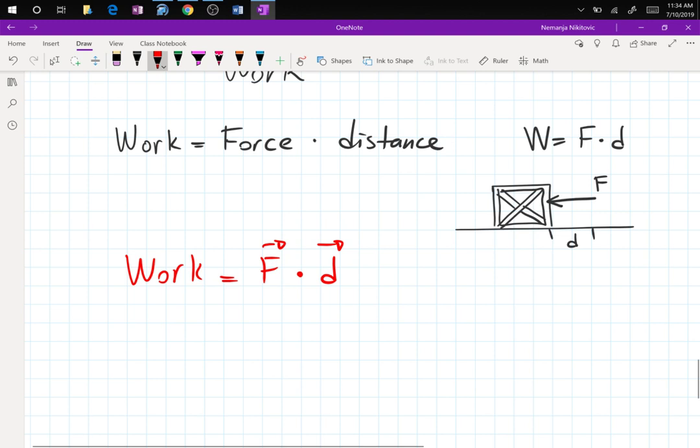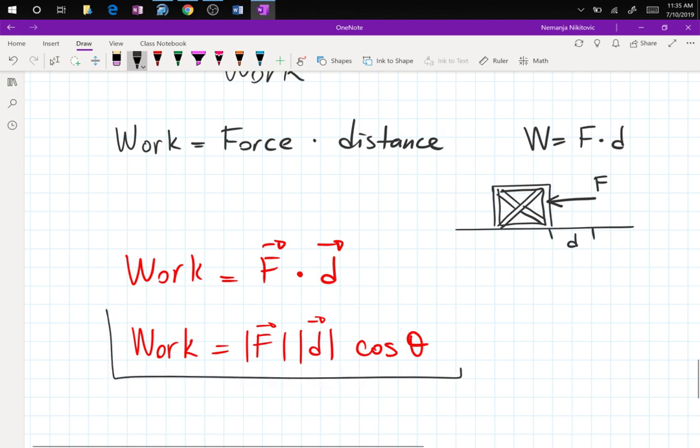Now, when you think about this, you know that you can rewrite the dot product as the magnitude of the force times the magnitude of the distance times the cosine of the angle between them, which was our definition for the dot product. And this would be the formula that you use to calculate work when you have some kind of object to push up the incline or whatever.